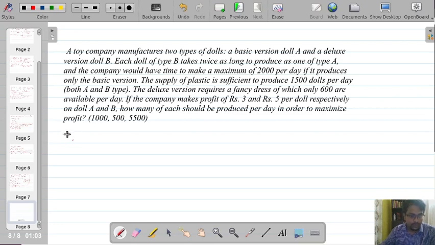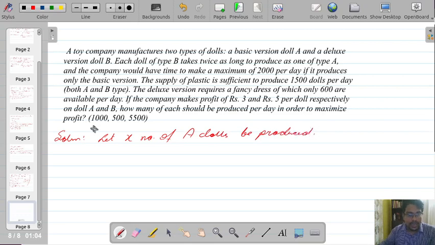Okay, so for the solution we can start with this. Let x number of A dolls be produced.